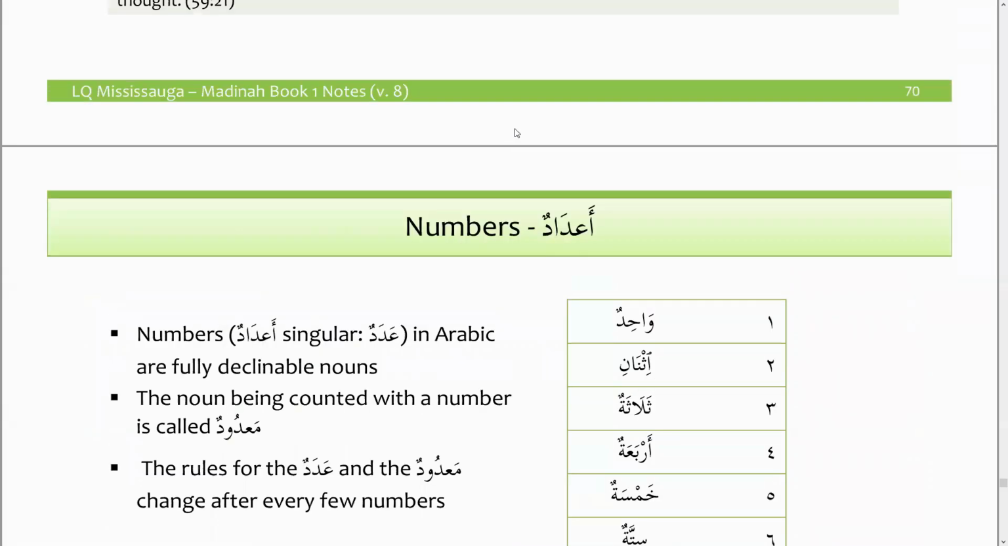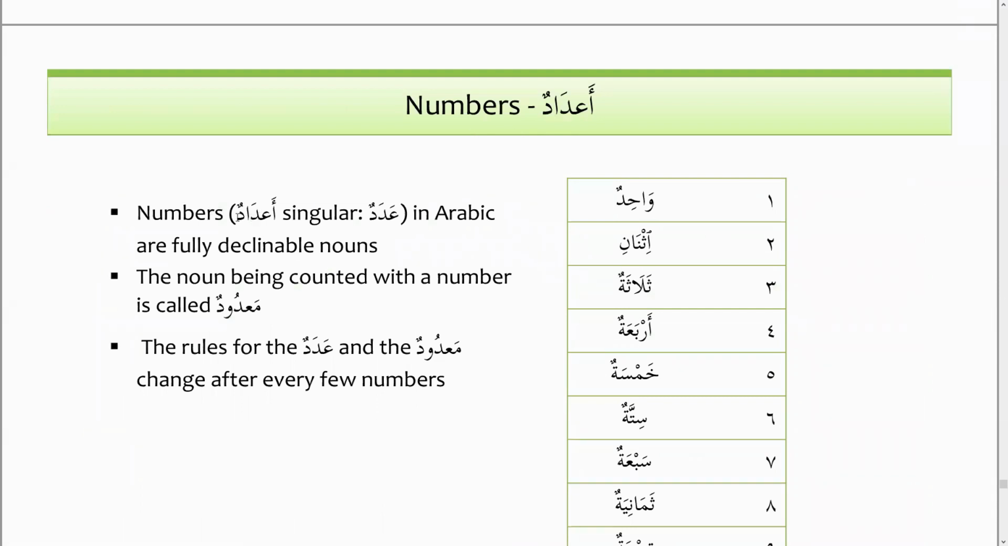The numbers are called adad in Arabic, and the singular is adad, and they are fully declinable nouns. They're not mabni or something. They are fully declinable. The noun being counted is called ma'dud. So what is the ma'dud? Ma'dud is a thing which is being counted. So anytime you're talking about numbers, we'll talk about two things, and these are the technical terms: adad and the ma'dud.